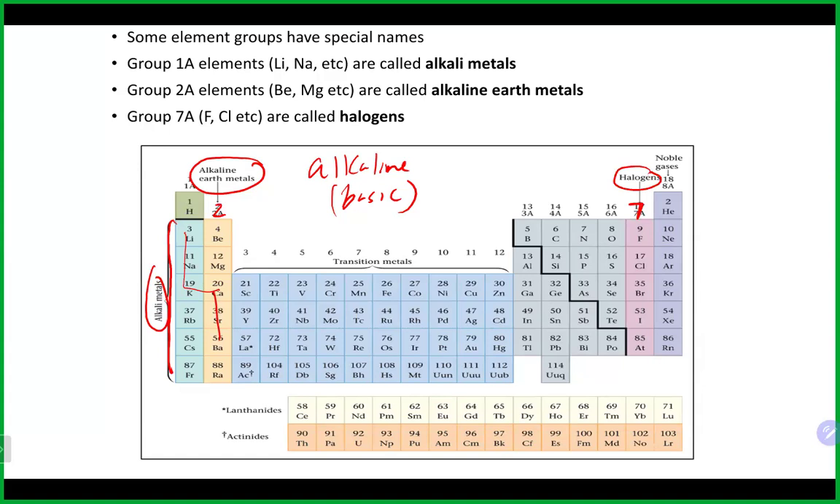And right next door is group number 8. Those are our noble gases, and noble gases are chemically inert. What that means is they're very unreactive. They're extremely stable, and noble gases are really important, as we'll talk about in future chapters.